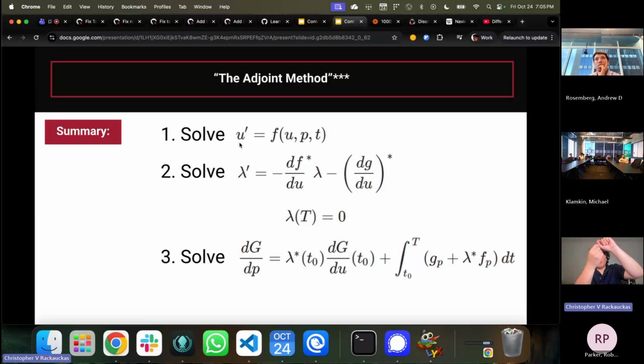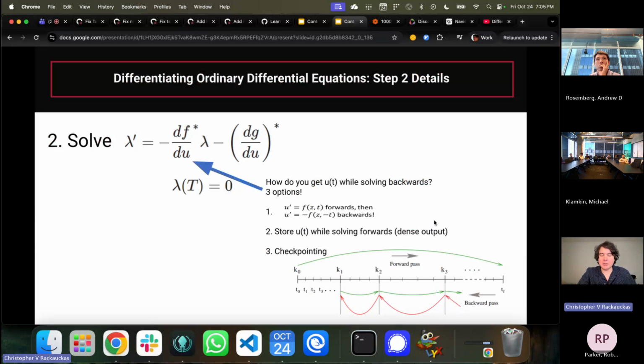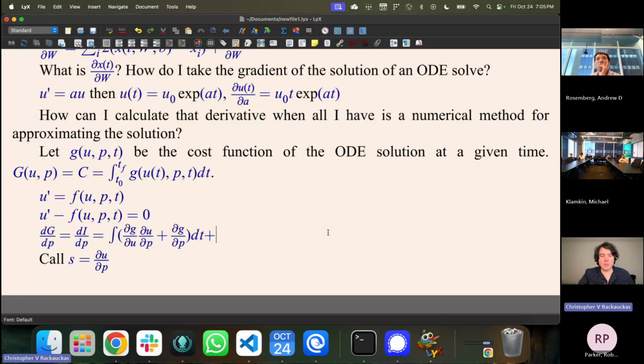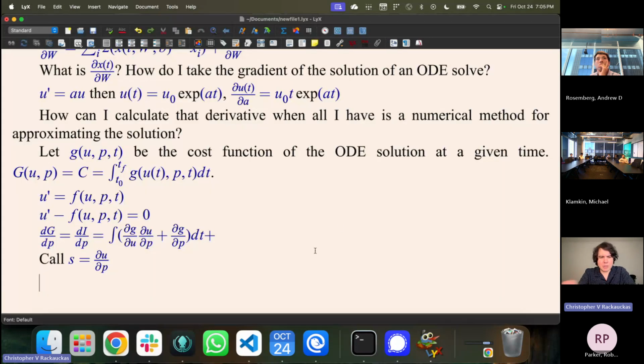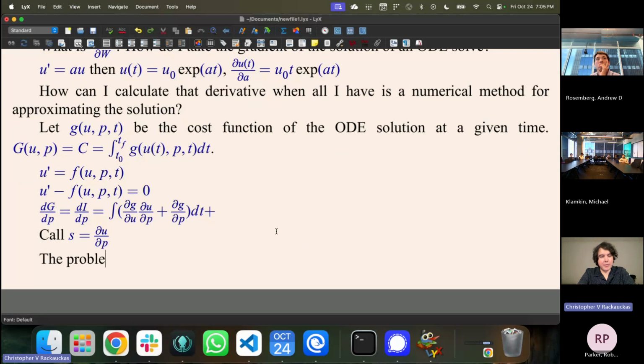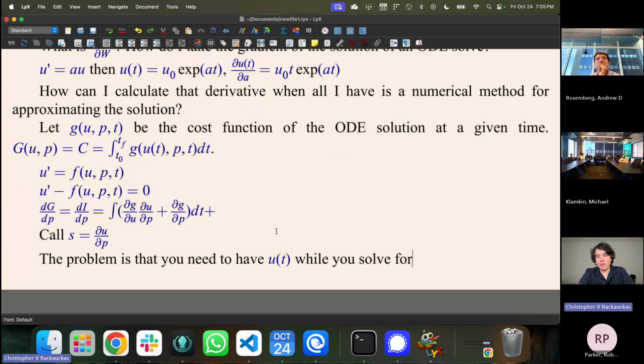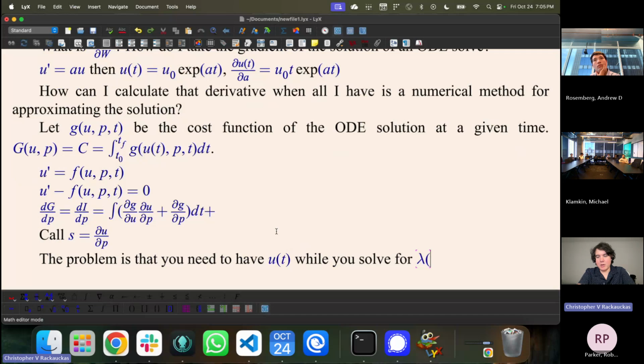So how do I actually have u of t? There's a few ways you can do that. When you solve going forwards, you can store the entire u of t as a dense interpolation object. That's going to take a lot of memory, and so generally you don't want to do that. There are some fancy checkpointing schemes that you can do. But the funny thing is that there are some other papers that say you can skip it. So what's the problem? The problem is that you need to have u of t while you solve for lambda of t, right?